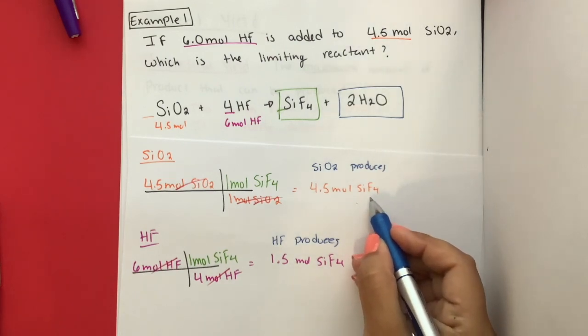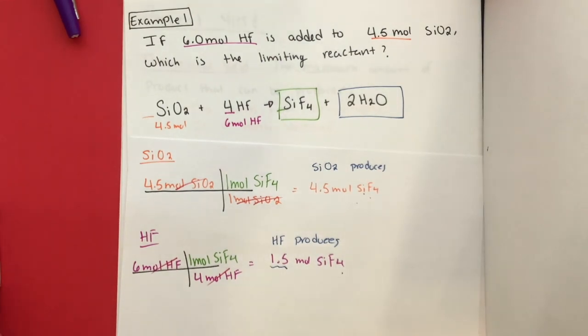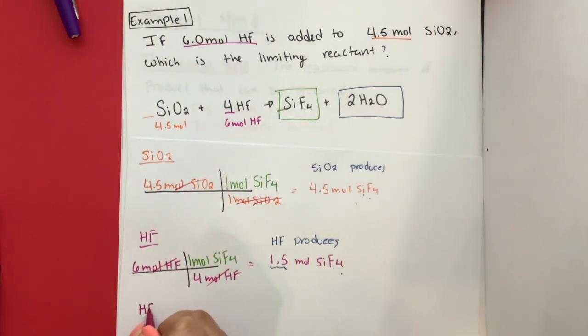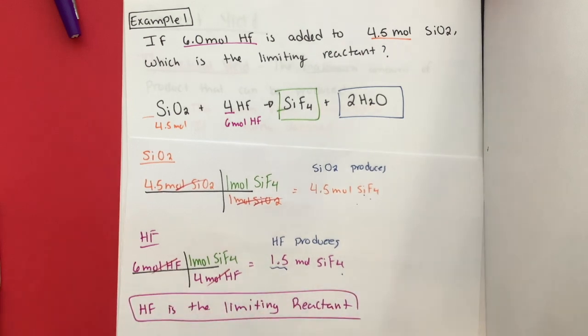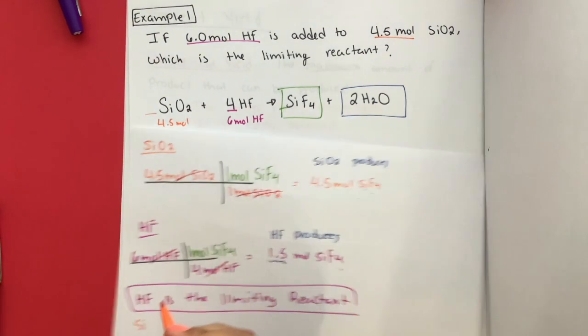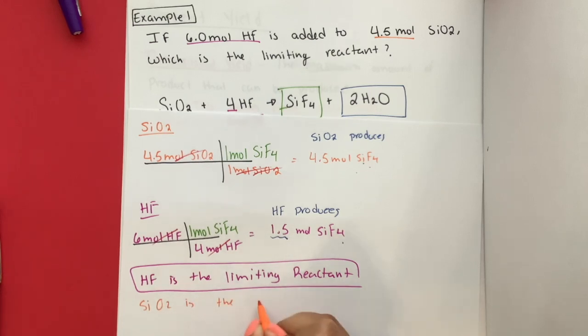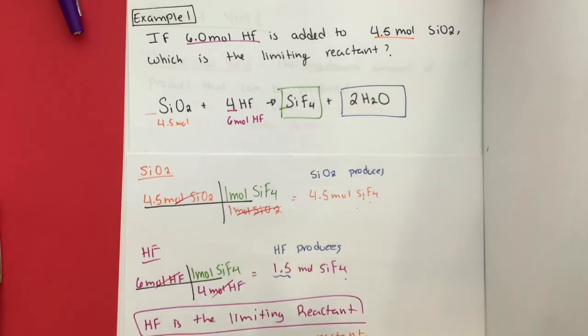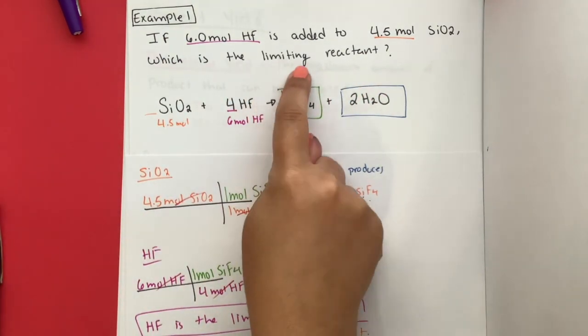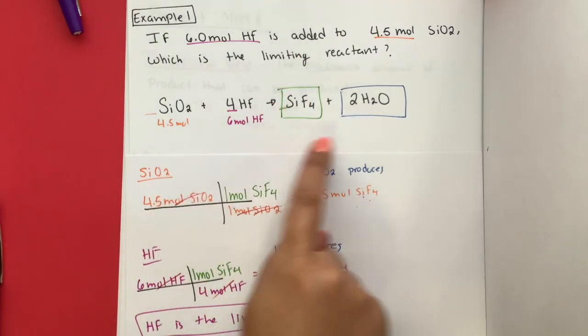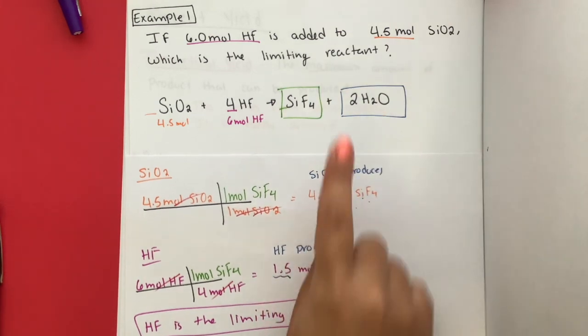Which of the 2 reactants produced the least amount of product? This is the least. That means that HF, because HF produced this much product, HF is the limiting reactant, and SiO2 is the excess reactant. So in this type of problem, they're going to give you how much of each reactant you have, and you need to calculate which is going to be the limiting and which is going to be the excess. And you do that by choosing one of the products and solving for it. It doesn't matter which one you choose.